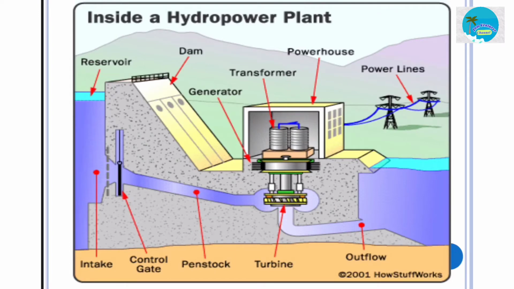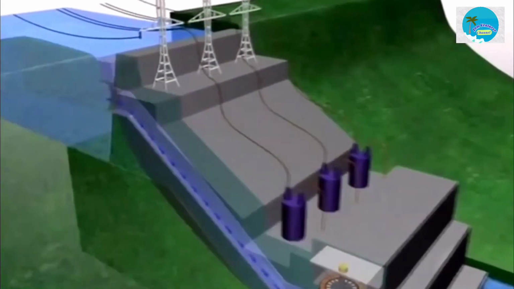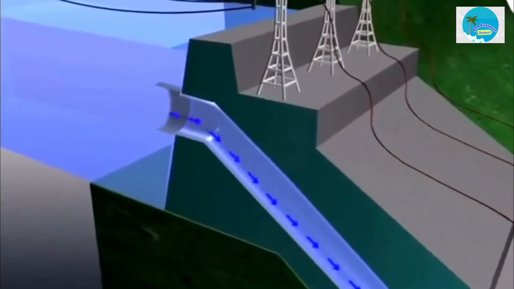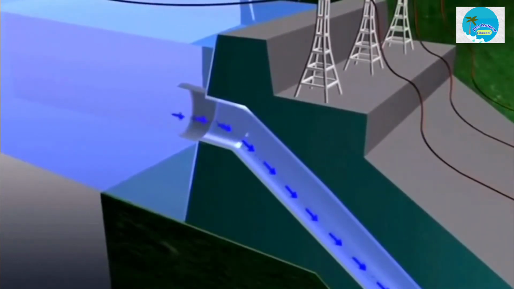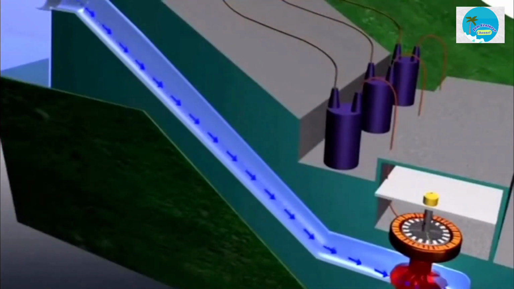Inside a hydropower plant: reservoir, dam, generator, transformer, powerhouse, power lines, intake, control gate, penstock, turbine, and outflow. Water at the higher level is collected in the forebay. It flows through the plant intake into the pipe called the penstock that carries it down to a turbine water wheel at the lower water level.